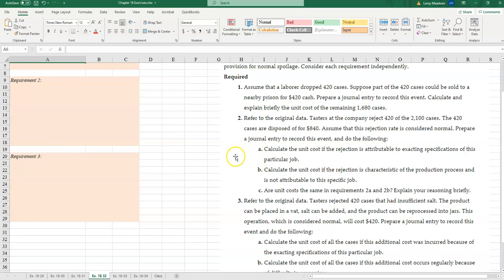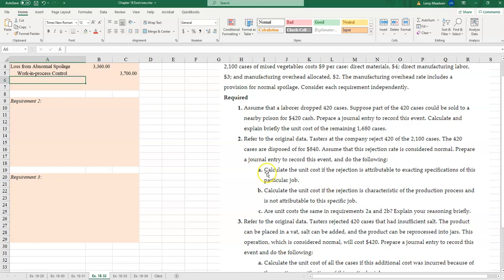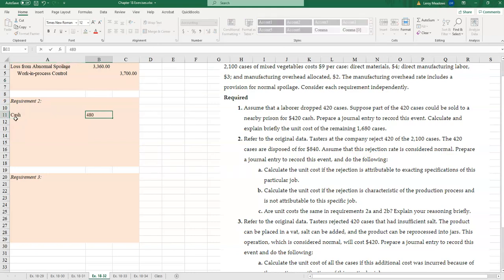So, first of all, in 2A, we have to prepare the journal entry to record this event of the receiving of $840 for these 420 cases. So what we're going to do is debit cash for the amount received, $840.